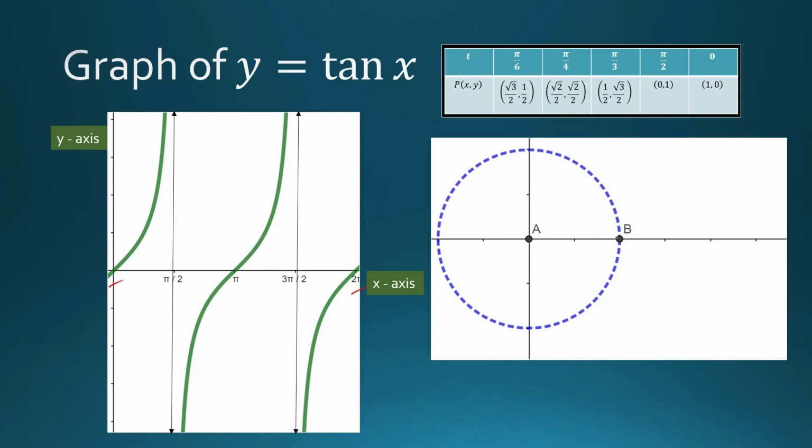When our angle is 0, we will pay attention to this. Tangent of 0 is 0 divided by 1. That's 0. That's it.